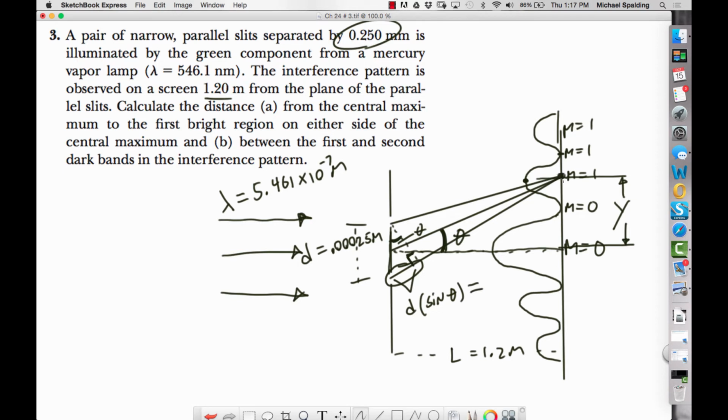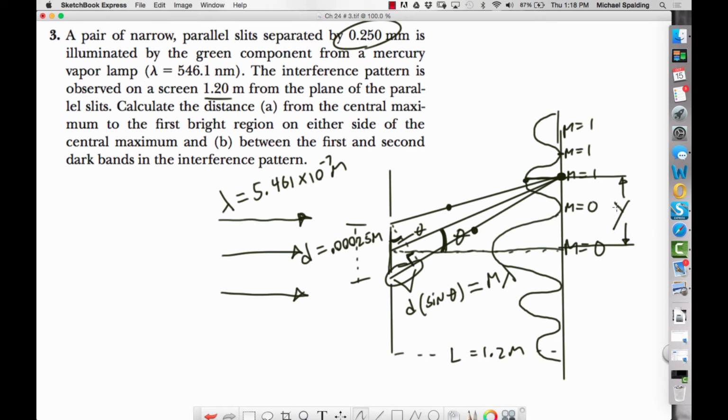For this to be a bright spot, what does the extra distance traveled have to be? m lambda, where lambda is the wavelength. Because then this ray and this ray will be perfectly in phase with each other. Now, what's m for right here? That's 1. That's where the path difference is exactly 1 wavelength.